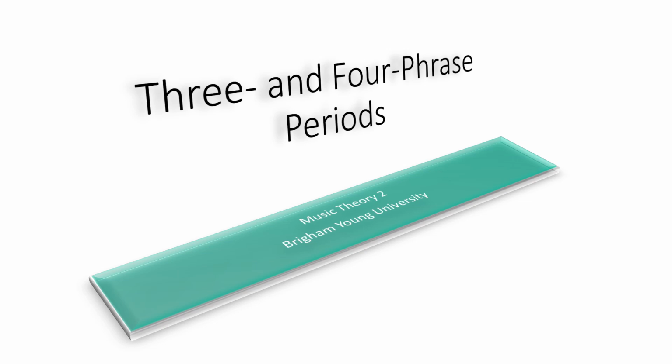We're going to learn about 1, 2, 3, 4 phrase periods. That was Jackson 5 with their ABC. Hopefully it'll be as simple as that song.